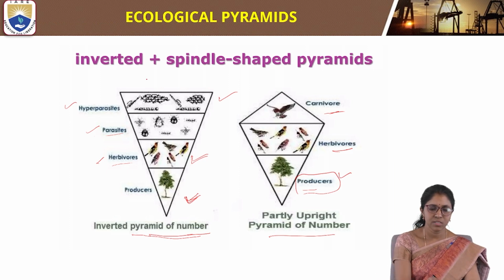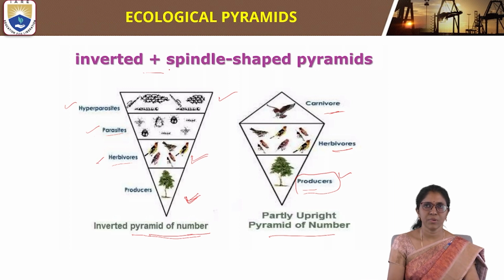So here, this indicates inverted or spindle-shaped pyramids. The inverted pyramid of numbers contains producers at the bottom and, at the top position, hyperparasites, which are in large number. If we take the partly upright pyramid of numbers, producers are placed at the bottom of the pyramid and carnivores at the top. Both the carnivores and producers are less in number, so only herbivores are high in number. So this is about the pyramid of numbers.